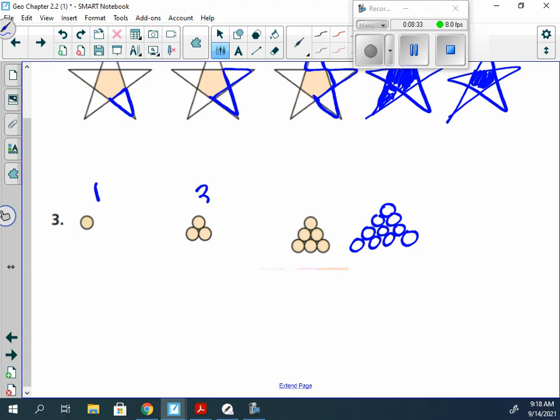I thought we had 3. We added 2. Here we added 3. So to add another row, we would add 4. But what would the next one in the sequence be? 5. So it'd be 15.